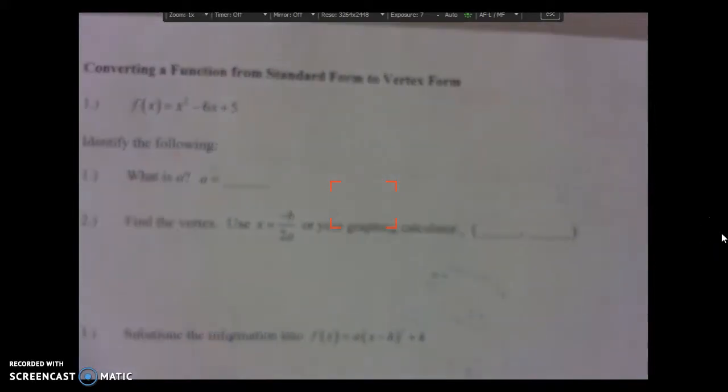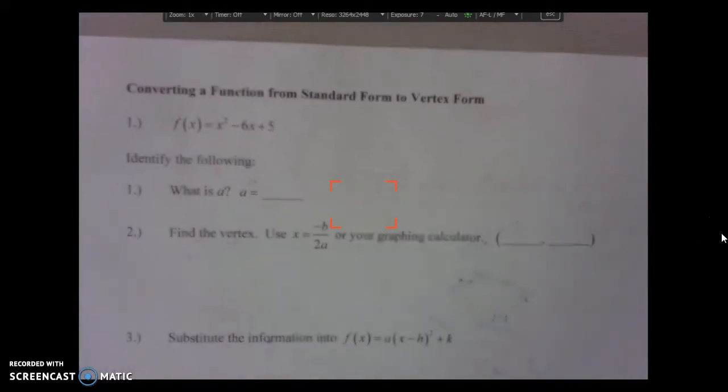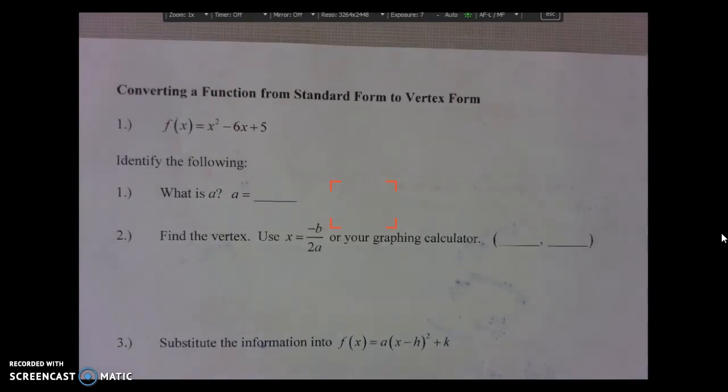So let's look at how to convert. We want to go from standard form to vertex form. It's not a terrible task. We can do this two different ways, and I'll show us both.